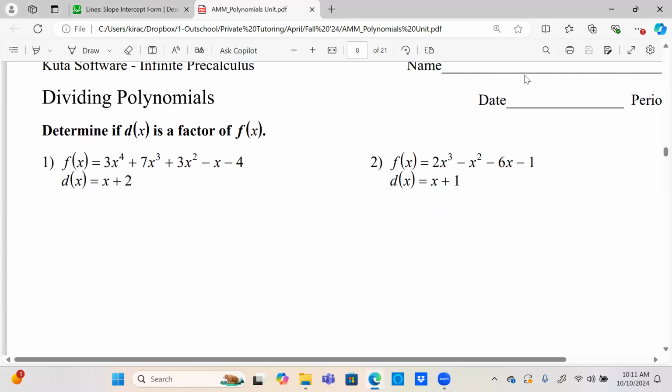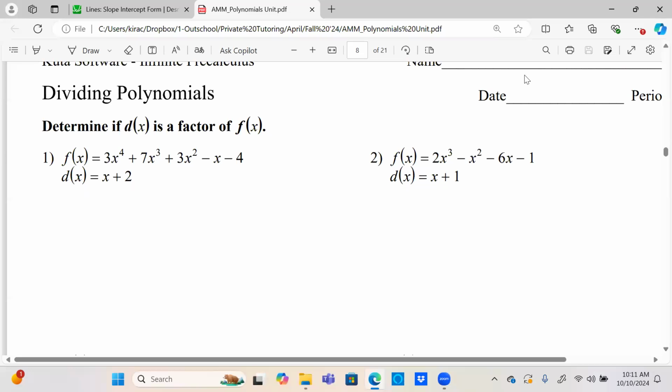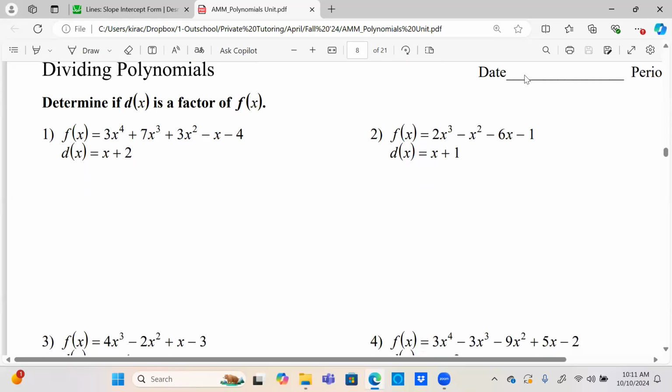The directions want us to see if that smaller linear function d of x is a factor of the larger polynomial function f of x. So we want to divide these. I'm going to do synthetic on these. And the name of the game here is it is a factor if the remainder is 0.